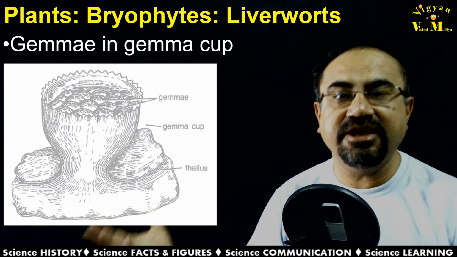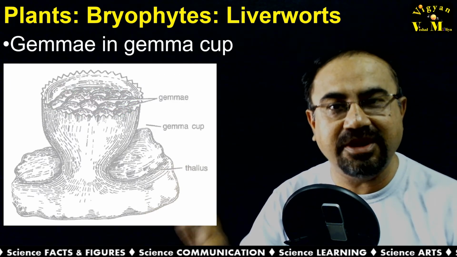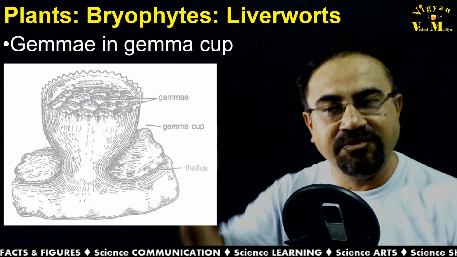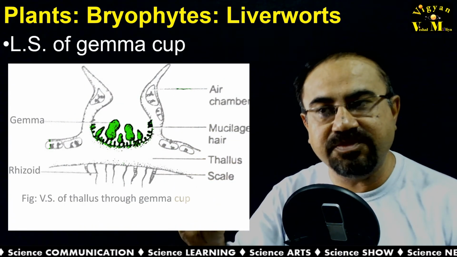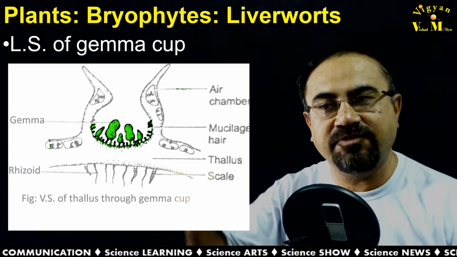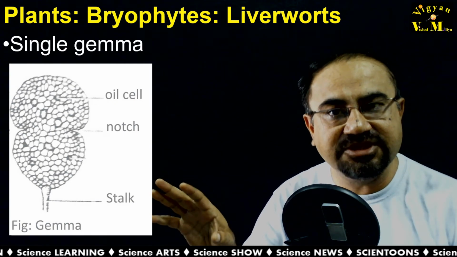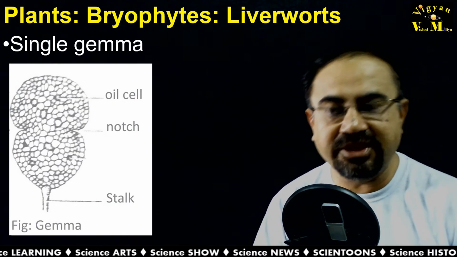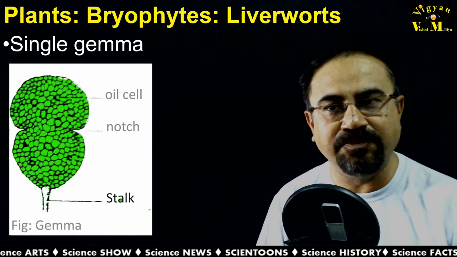Here we can see the enlarged version of the gemma cup. Inside, the green blinking part is the gemma. When we take the longitudinal section, we can see that this gemma is attached with the help of a stalk in the receptacle, and when we enlarge this gemma, we can say it is a multicellular structure which also contains a stalk.